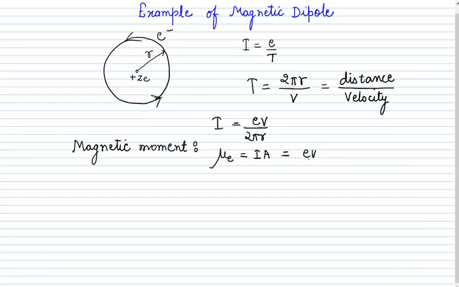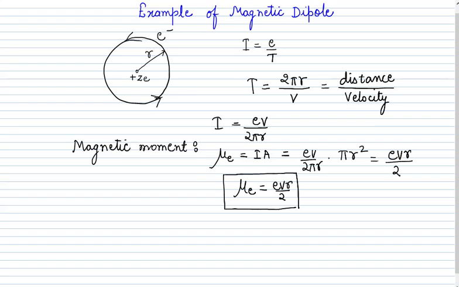We have just calculated I as ev upon 2 pi r. We put the value in, and the area of the circle will always be pi r square, so multiplied with pi r square. So pi cancels out, one r cancels out. So this is evr upon 2. So the magnetic moment of any electron which is moving in a circle around the stationary nucleus is evr upon 2, because we have calculated it using I into A as a simple formula. Mu is equal to evr upon 2. This is a very important formula. Always remember this.